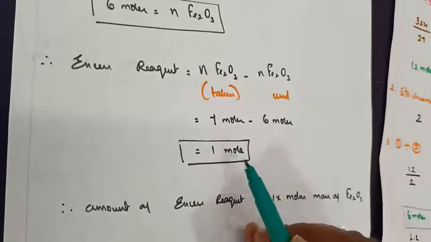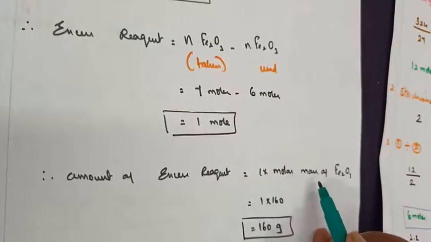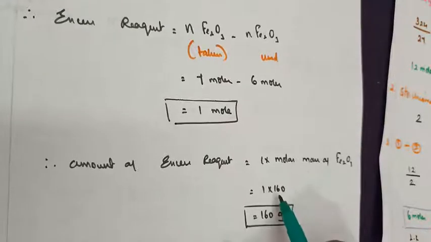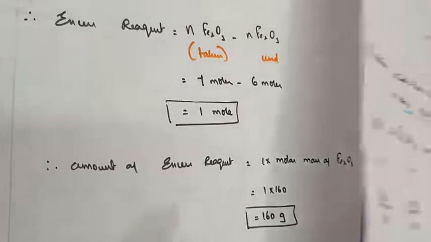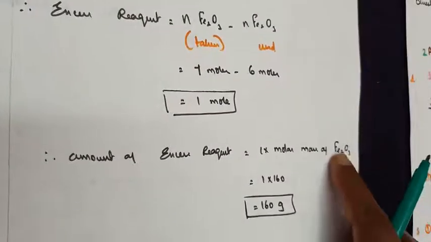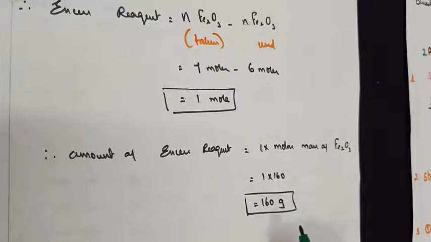Now this mole you have to convert into grams. Multiply it with the molar mass of iron oxide, which comes to 160. Already the atomic weights are given to you. Add and multiply and add the terms. You get the answer to be 160. So the answer here is 160 grams.